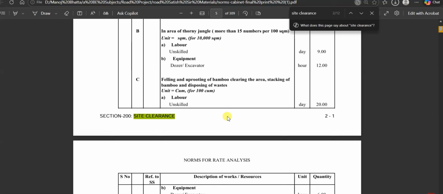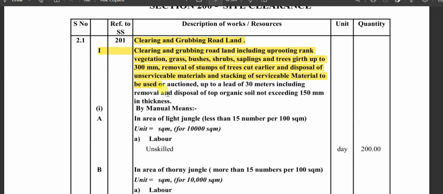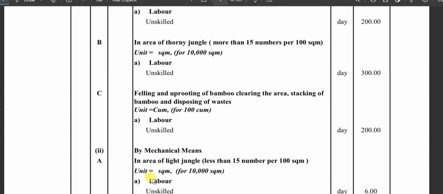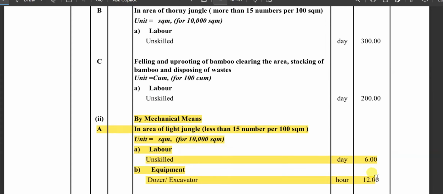So this is for site clearance. Our task is, let's suppose, clearing and grubbing road land, including uprooting rank vegetation, grasses, shrubs, saplings, and tree growth up to 300 meters. So this is our task, by manual means or by mechanical means. This is the task that we have to do.